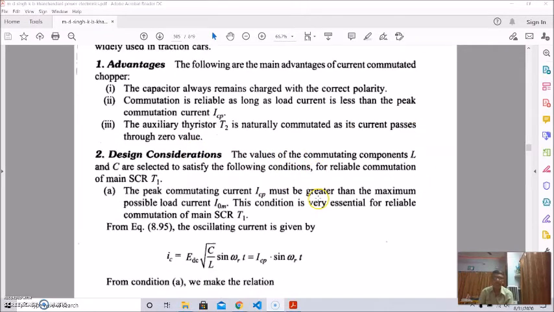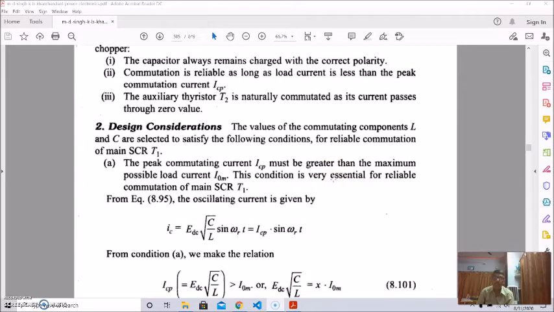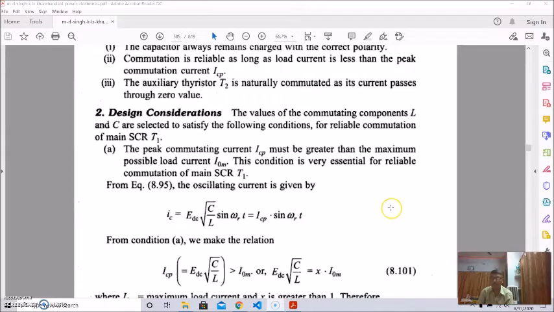So the main design consideration is that you have to select the commutating component values, this inductor L and the capacitor C, in a proper manner so that they satisfy reliable commutation. The first condition is reliable commutation of the main SCR T1. The peak commutating current ICP must be greater than the maximum possible load current IOM. And this condition is very essential for reliable commutation of the main SCR, that is T1.